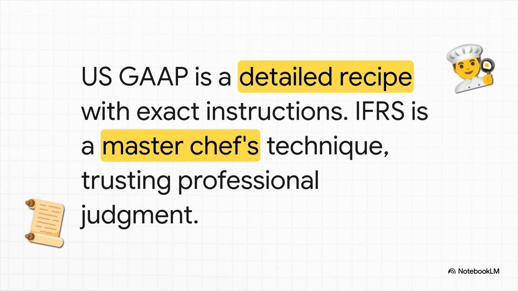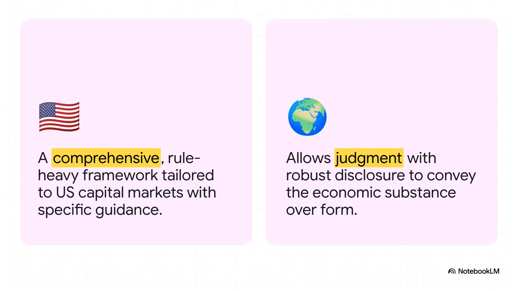IFRS, on the other hand, that's more like a master chef's technique. It gives you the end goal, like create an amazing sauce, and it teaches you the core principles of cooking, but it trusts your professional judgment to actually make it happen. So to put it a bit more formally, GAAP is this massive rule-heavy framework that's loaded with super specific guidance, often for different industries. IFRS, though, is built on a broader conceptual framework. It's designed to give accountants the flexibility to use their own judgment so that the financial statements show what's really going on with the business, the economic substance, not just what the legal paperwork says.